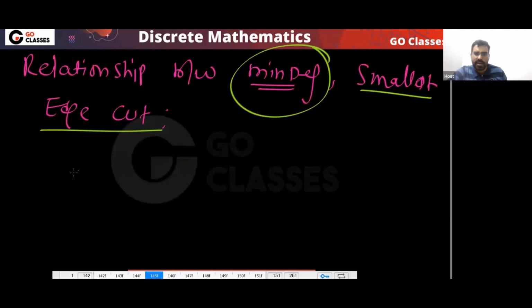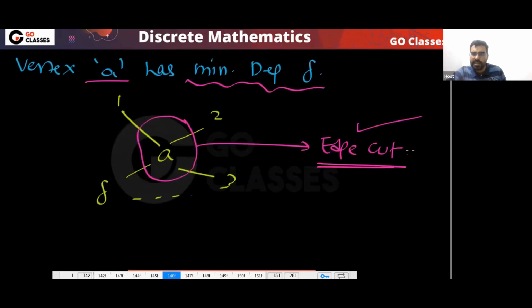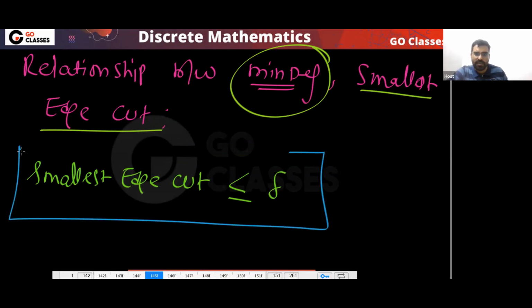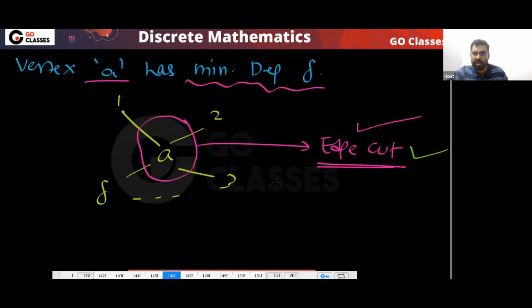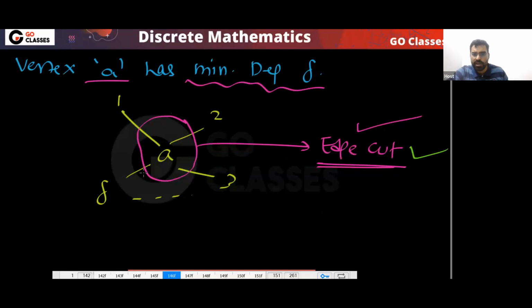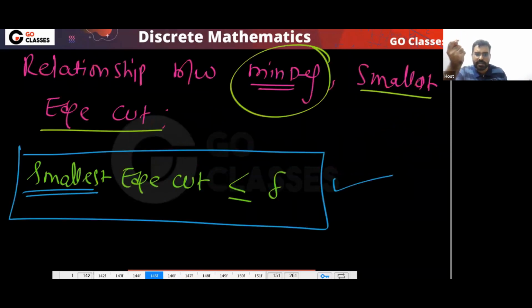So finally, what can I say about the smallest edge cut size? Remember, this is definitely an edge cut, so the smallest edge cut will be less than or equal to delta, because you can remove these edges and then your graph will disconnect.